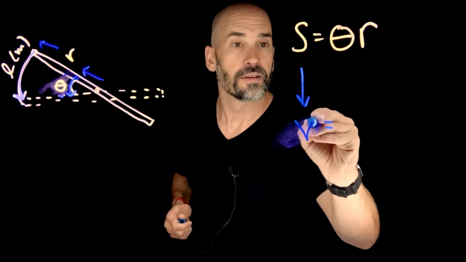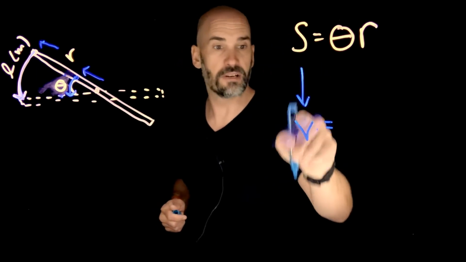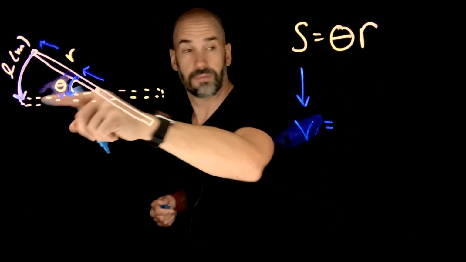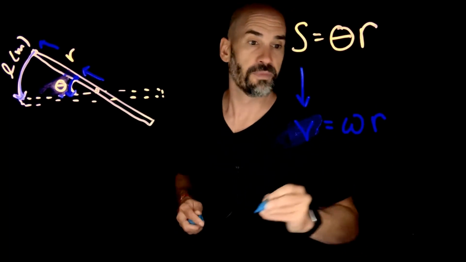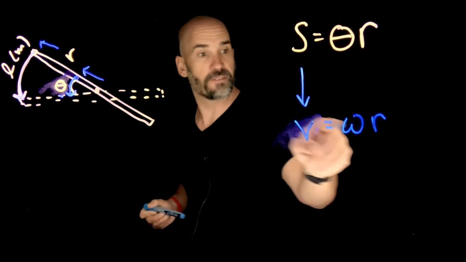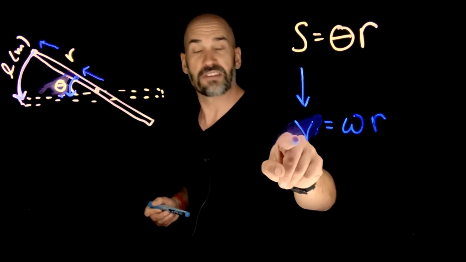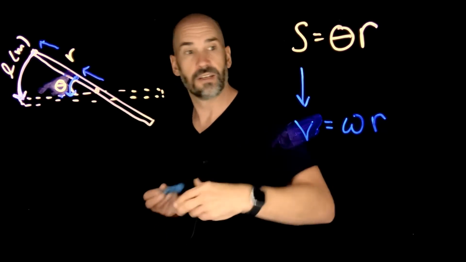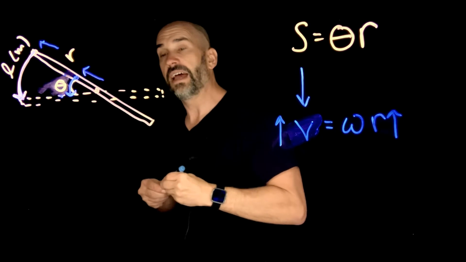So if this is the arc length, or the length that the point is moving through in meters, then the velocity of that point would have to be equal to omega times r, which also makes sense because the farther you are out, the faster you need to go to cover that distance in the same amount of time. So this velocity should be higher as r is higher, right?